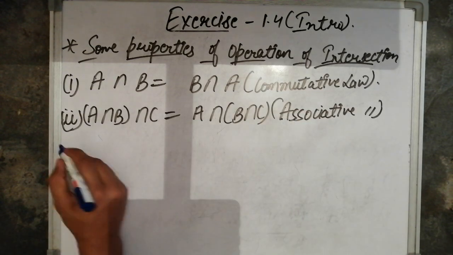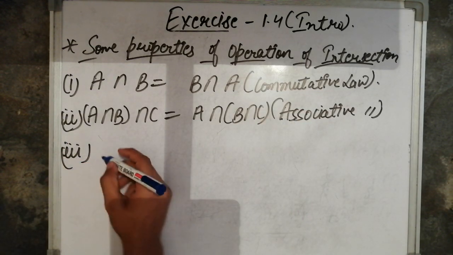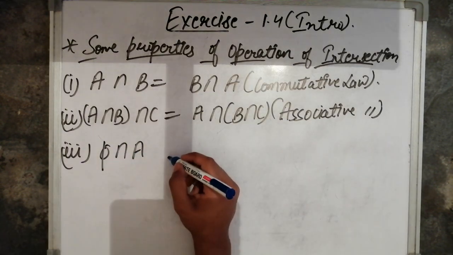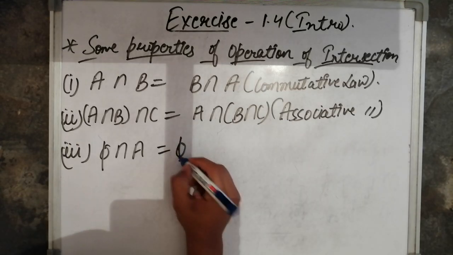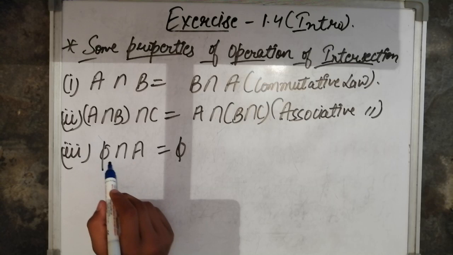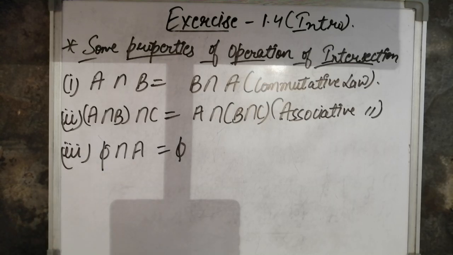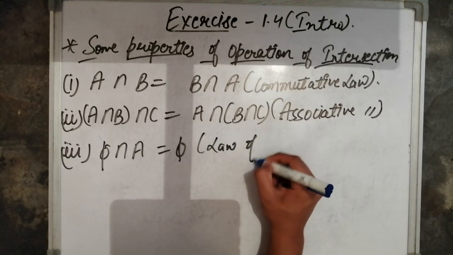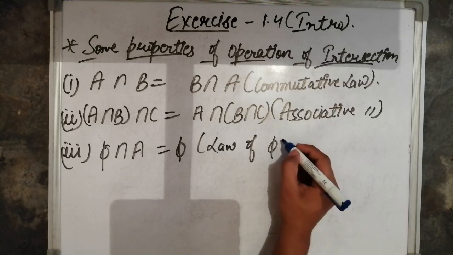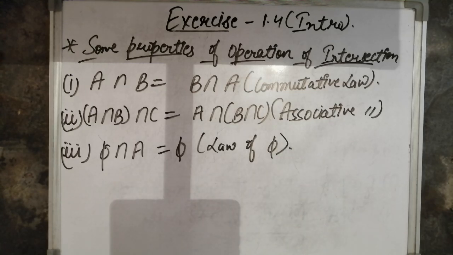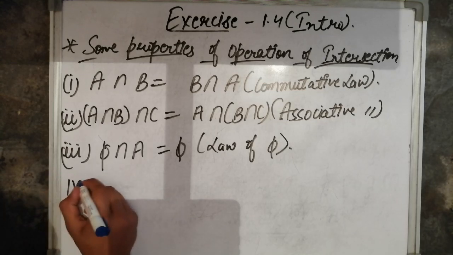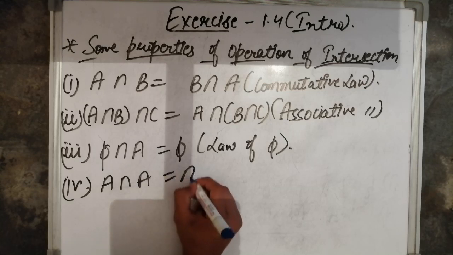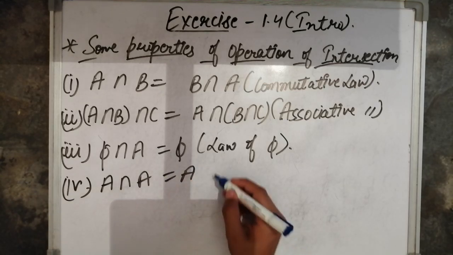Okay, going to the third property, we have phi intersection A is equal to phi, because phi does not contain any element, that's why we have phi. It is known as the law of phi. So this is a very important property and many questions are asked in the NDA exam from this property. Now moving to the fourth property, we have A intersection A is equal to A. This is the idempotent law.